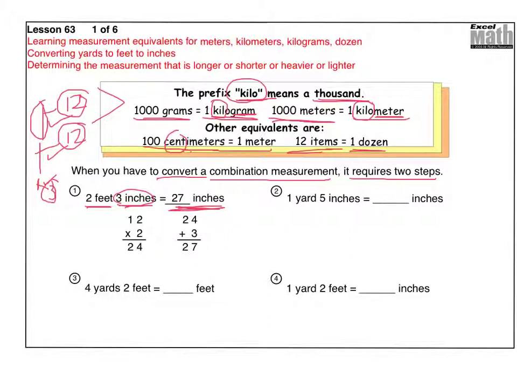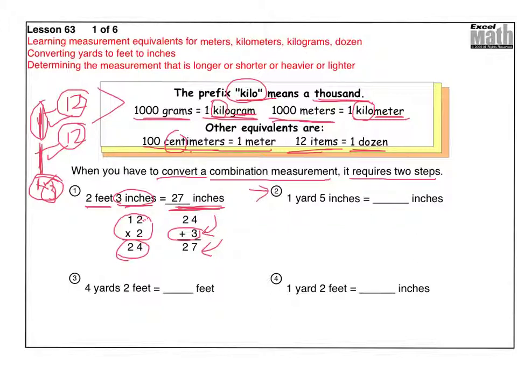And so what they did first was they did 12 times 2 because we have this 1 foot here and the 1 foot there, and that's 2 feet times 12 inches in each foot, and 12 times 2 is 24, of course. And then they just added the 3 inches on right there onto the 24 to get 27, so the answer is 27 inches. Let's try number 2 together.